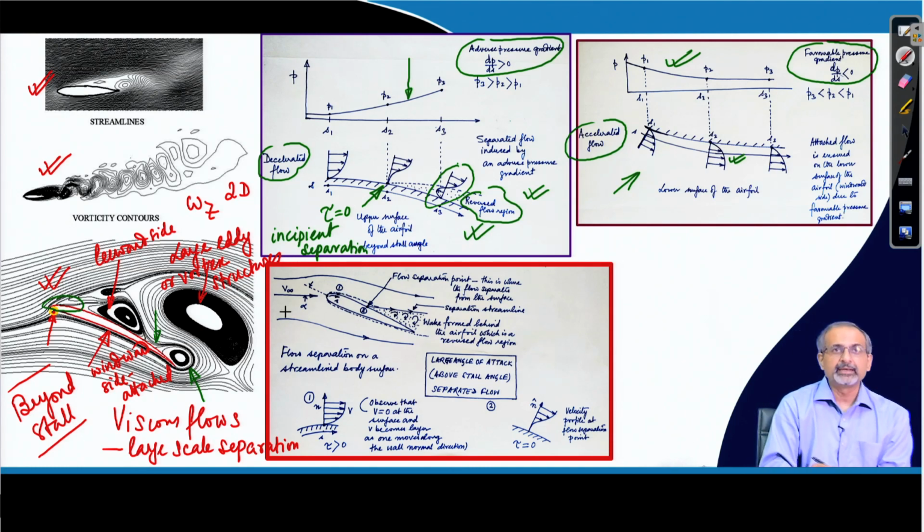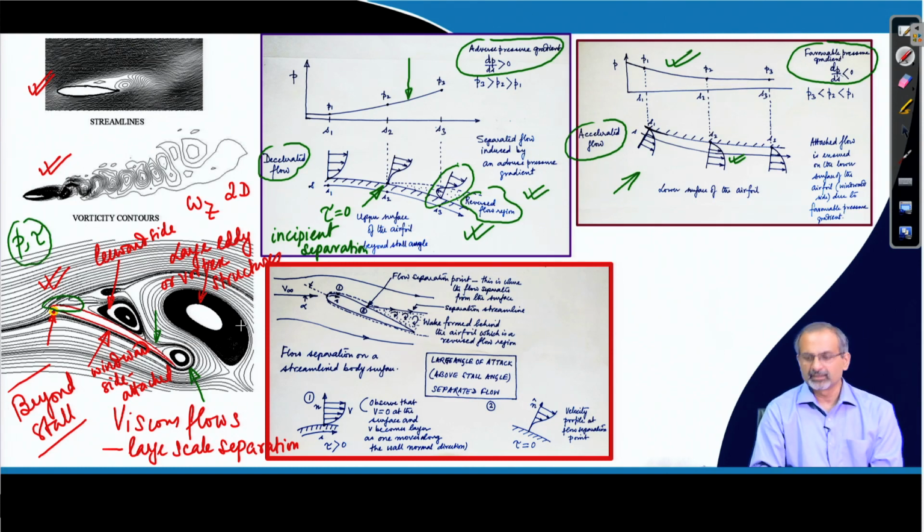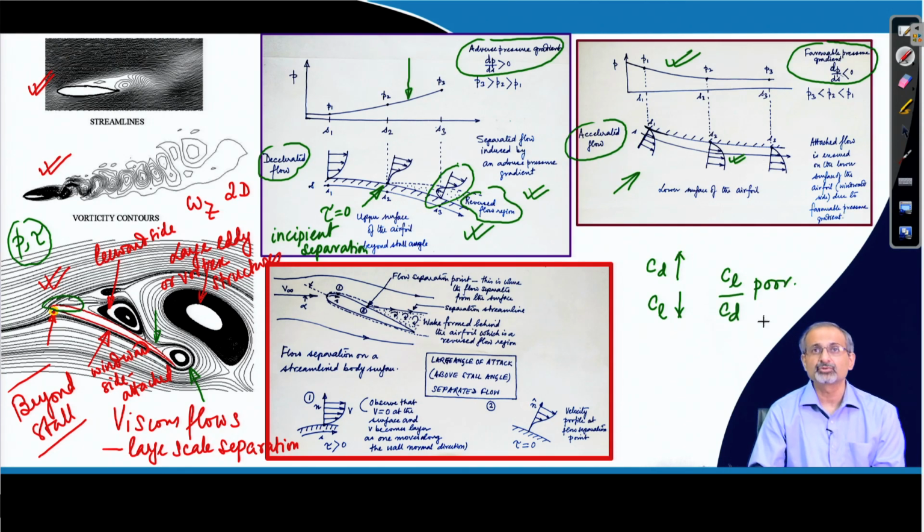And as you can understand, in terms of integrated effect of pressure and skin friction, if you are able to integrate that from your computational results, then you will come up with a very large drag. So, the CD would have gone up significantly, the CL would have fallen substantially, and therefore, your CL by CD ratio will be poor. So, it has become aerodynamically very inefficient at these angles.